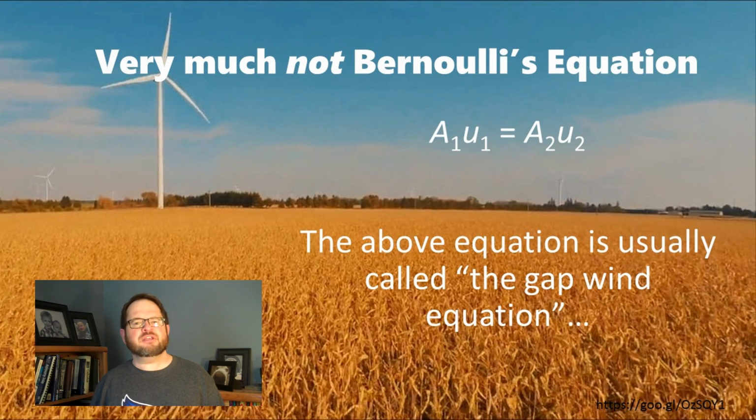I have absolutely no idea why your book is calling this Bernoulli's Equation. It could be that Bernoulli also developed this equation, but I don't know why that is. So let's talk about this idea, though. Let's keep using that equation, A1U1 equals A2U2, which is the gap wind equation, and kind of picture what's going on here.